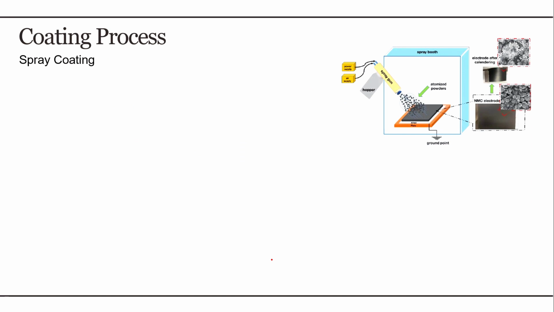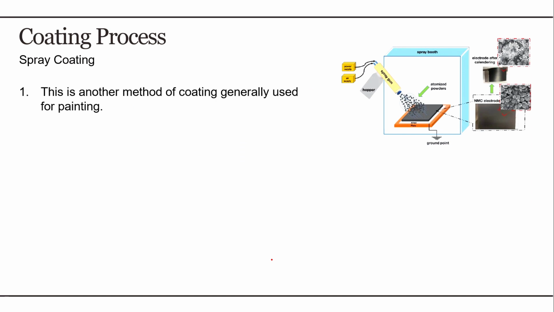So spray coating, this is another method, and we generally use it for painting cars or painting houses or any wood blocks or your doors or certain other stuff. So this coating is generally used to coat a double layer system over the electrode. Once we coat the electrode through a normal coating system, next we can do the spray coating to stick the material better.